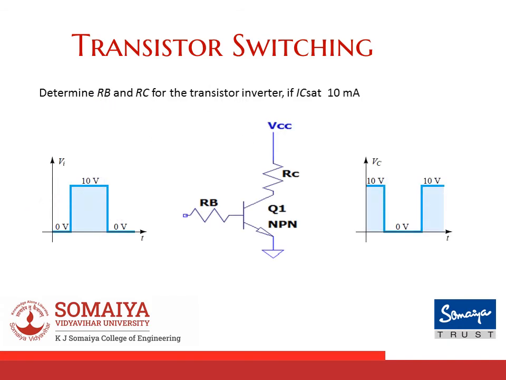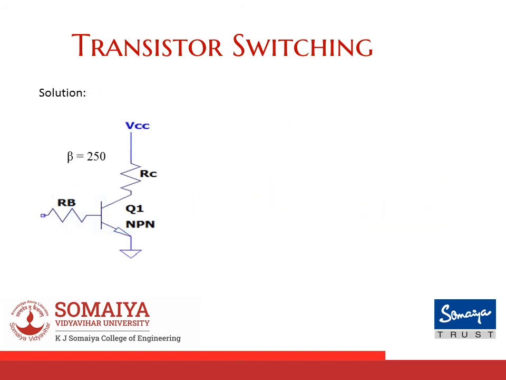So let's look into one design numerical where input and output waveforms are already given and the IC saturation for the given circuit is equal to 10 milliamperes. So the design will be started with the input values that were given to us. So we knew IC saturation, we know output is varying from 10 volts to 0 volts. So we'll consider that output nothing but equal to VCC when it is at logic 1. So let's start with first designing RC. We know IC saturation is equal to VCC by RC. So RC comes out to be 1 kilo ohms.